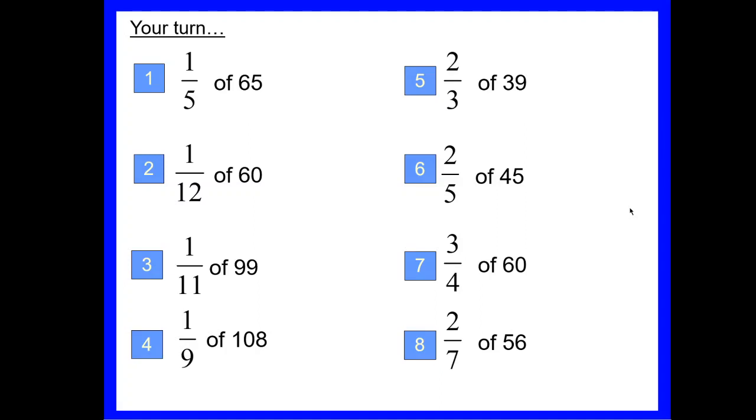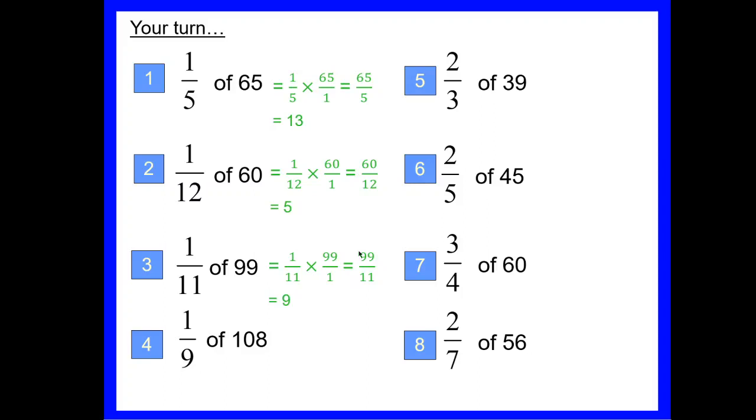So for the first one, we're going to have 1 over 5 times 65 over 1. 1 times 65 is 65. 5 times 1 is 5. And 5 fits into 65 13 whole times. For number 2, we've got 1 times 60 is 60, and 12 times 1 is 12. 12 fits into 60 5 whole times. Number 3, 1 times 99 is 99, 11 times 1 is 11, 11 fits into 99 9 whole times.